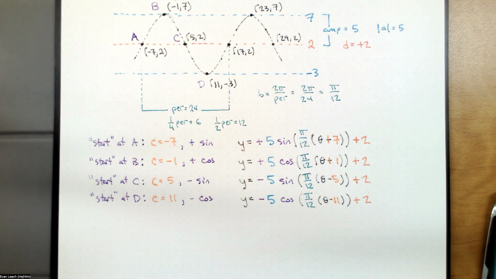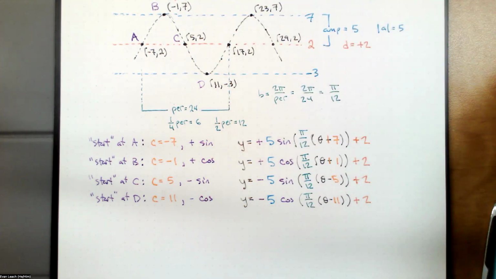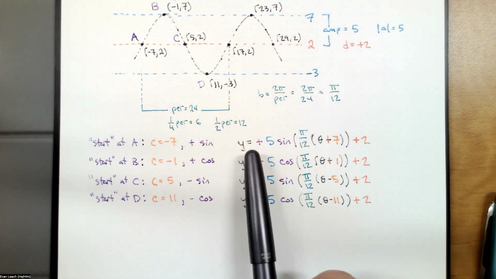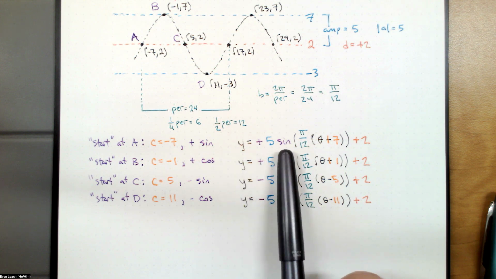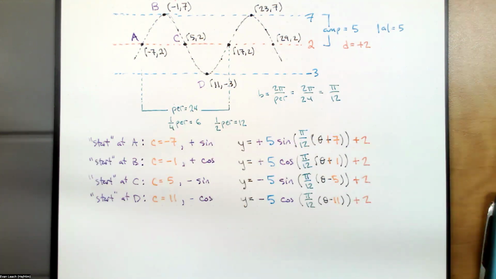If I moved on to another point, if I said start at point E at 17, that's back to the middle going up. So all I would do is go, it'll be +5 sine pi over 12 theta minus 17 plus 2. So that's how that would change. And notice that the -7 and the +17 are 24 units apart. So we could figure out where all the next points were going to be.